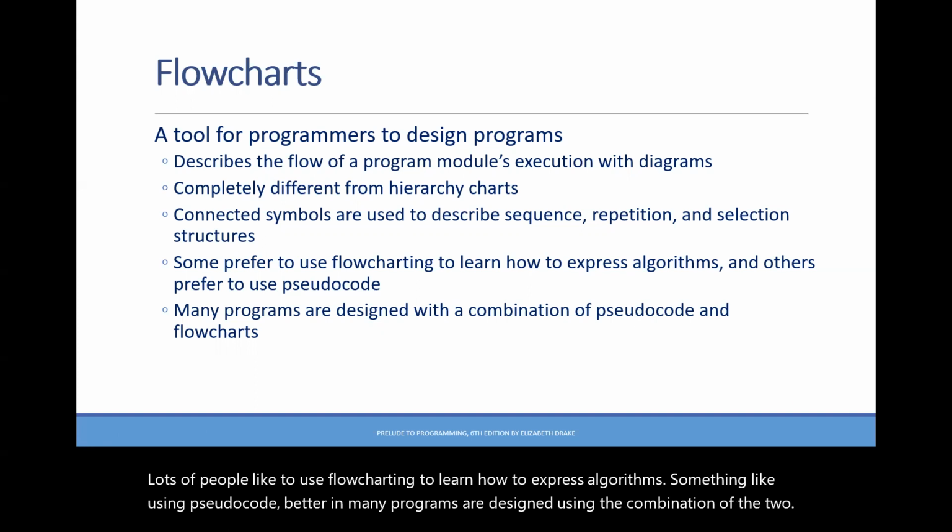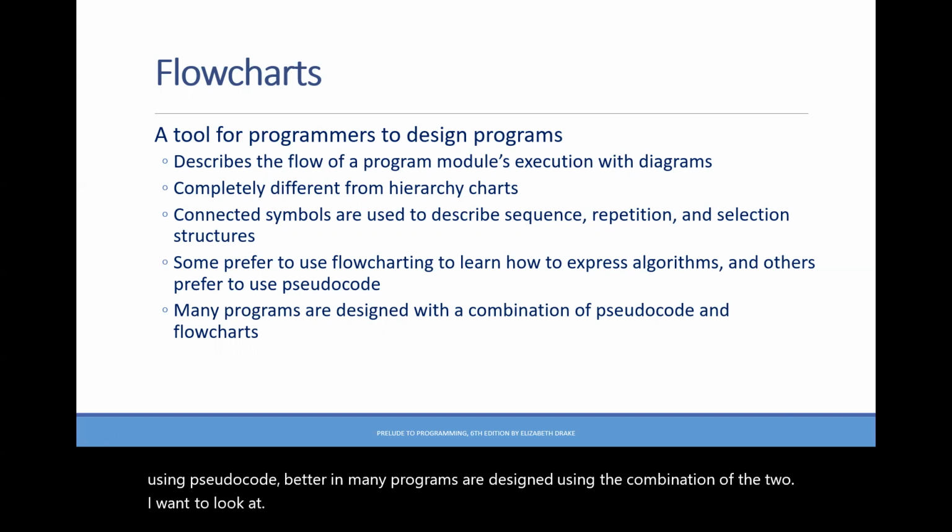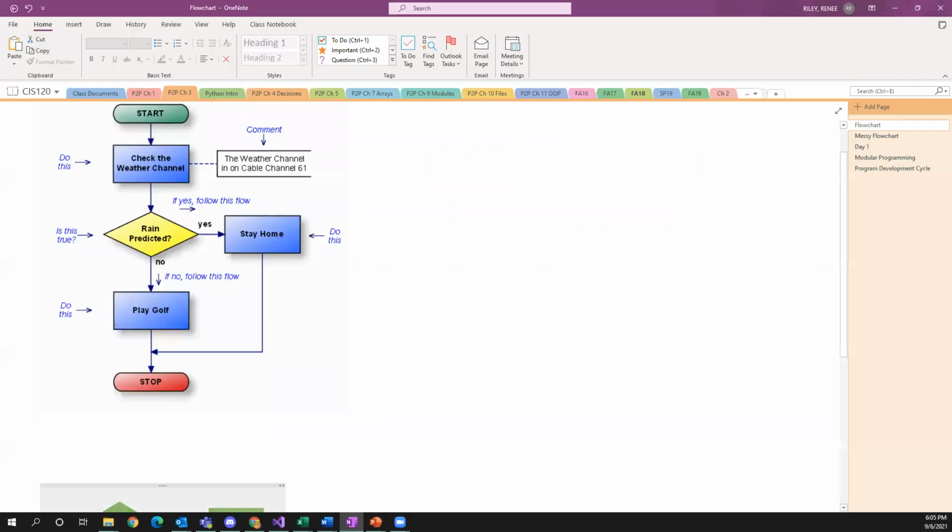I want to look at some flowchart examples. Here's an example. Looking at this flowchart, first of all, you can kind of see what's going on here. We're trying to determine if we should plan on playing golf or not. So we start out, check the weather channel, have a decision here. Is rain predicted? If it is, we'll just stay home. But if it's not, we'll play golf.